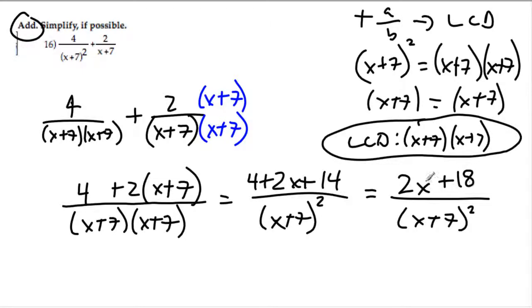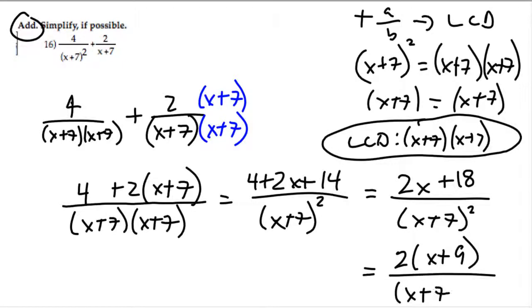Now with this 2x plus 18, I'm sort of thinking, you know, I could factor that. So I could write it as 2 times x plus 9 all over, and then on the bottom, I'm looking to see if that's the same as something on the bottom, but it's not. And so either this format or this format, both of those versions would be correct for this question. Okay, so that's adding with lowest common denominators.